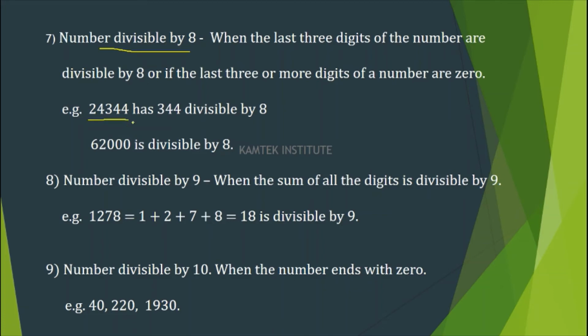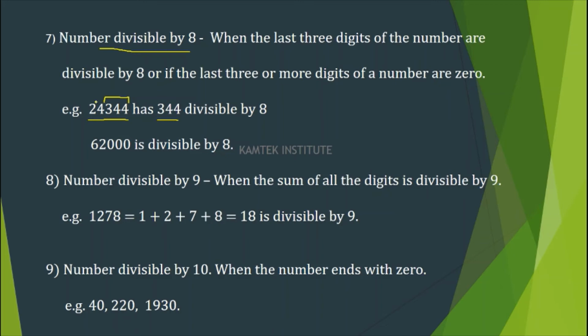We want to know whether this number is divisible by 8. So we're going to take the last 3 digits of the number, that is 344, and we'll divide by 8. In case 344 is divisible by 8, then the full number 24344 is also divisible by 8. And we know that when 8 is multiplied with 43, we get 344. So that means this number is also divisible by 8.